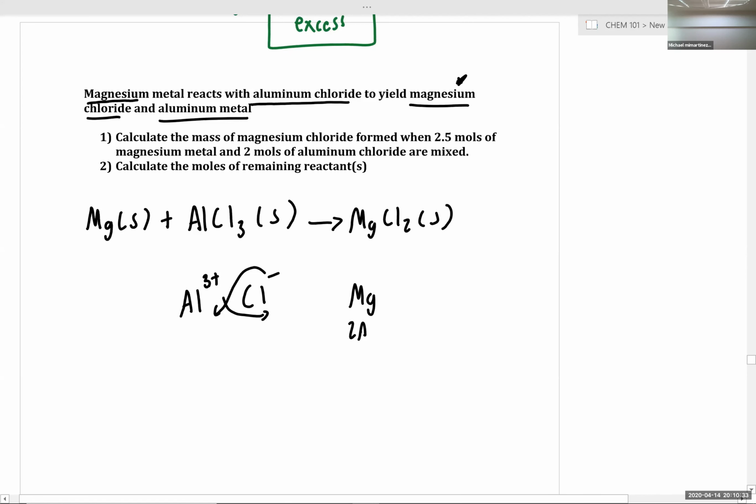Magnesium as a 2A metal has a charge of +2. Chloride has a charge of -1. We cross our charges and that gives us MgCl2. As a byproduct, we also get aluminum metal.